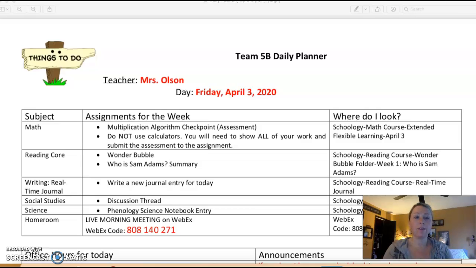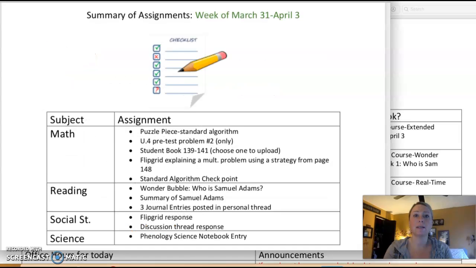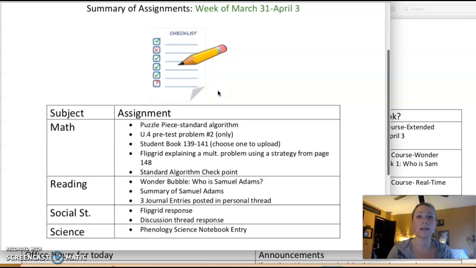All right, the other thing that I wanted to show you, and this was posted today in my update, is the summary of assignments. This is something that I created just to keep you organized so you can reflect and look back at the week. This is starting with Monday, March 31st to April 3rd. You can see I put in math, reading, social studies, and science, everything that needed to be turned in to Schoology by the end of the week.